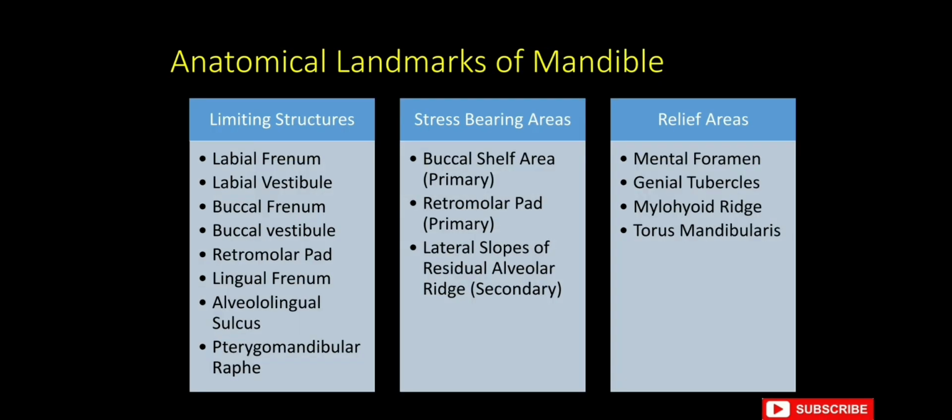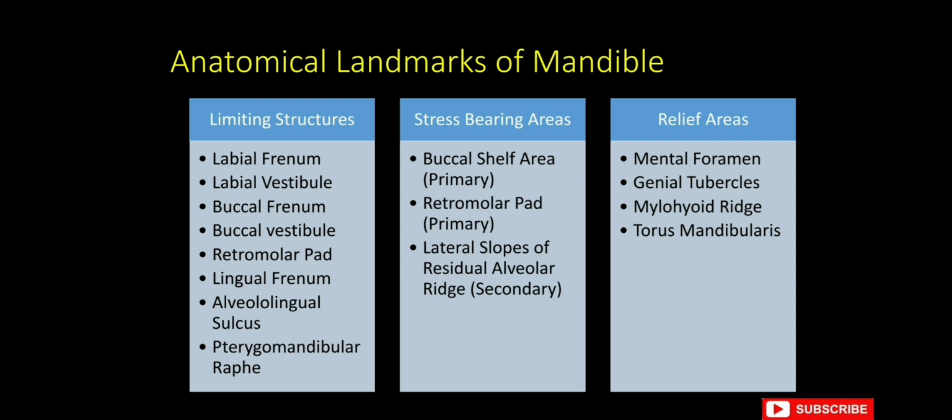Anatomical landmarks of the mandible. So in the mandibular arch, the limiting structures are labial frenum, labial vestibule, buccal frenum, buccal vestibule, retromolar pad area, lingual frenum, alveolingual sulcus and pterygomandibular raphe.